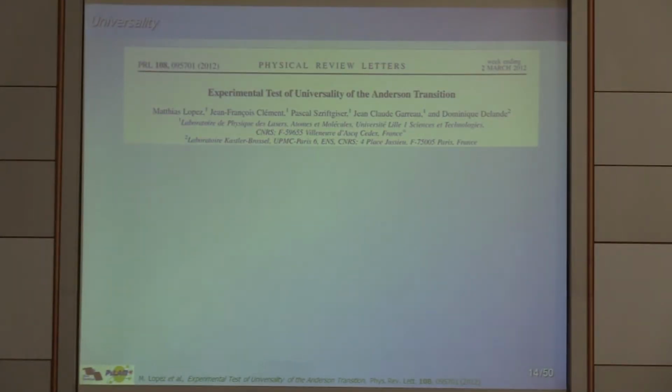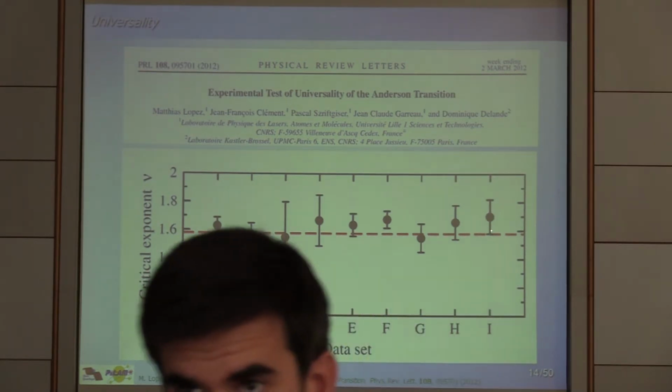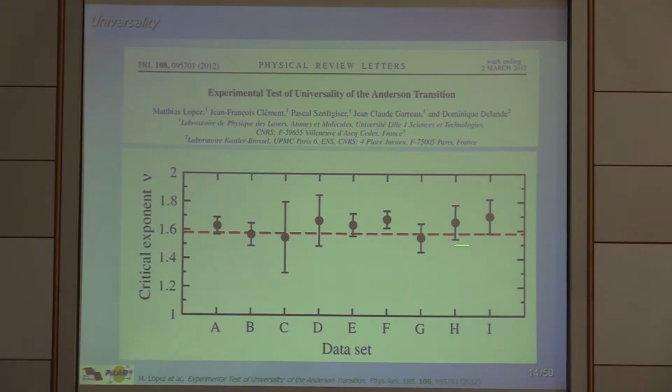So let's talk a little bit about universality. This is the next paper we have done. The idea of universality is that the critical exponent cannot depend on experimental parameters. So if you change the mass of the atom or some of the parameters of the problem, or the way you cross the transition, the critical exponent must be the same. So what we have done is to take these sets of data with different parameters and measure the critical exponent for all of them, and you see that they are in good agreement with the theoretical prediction.